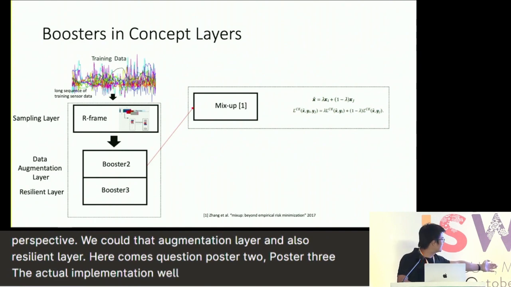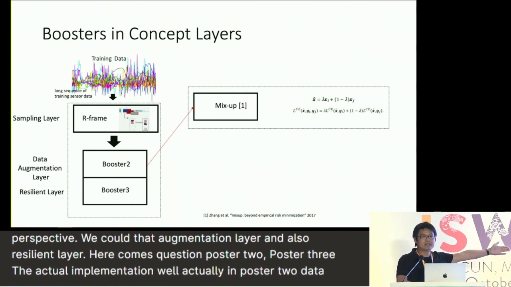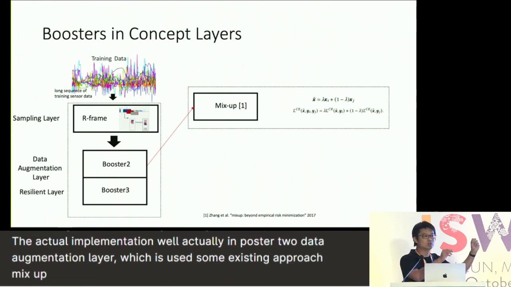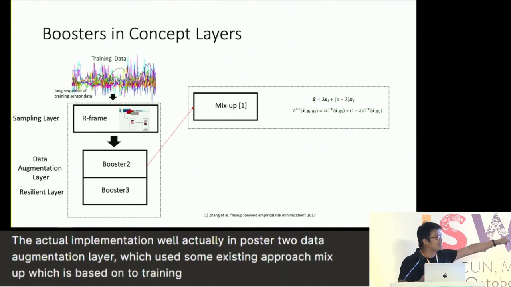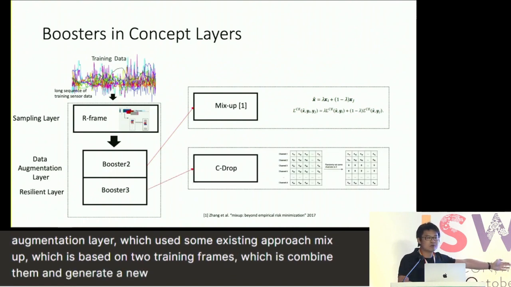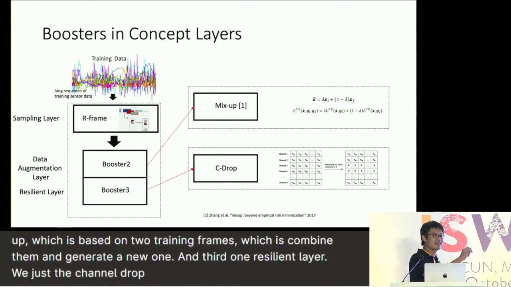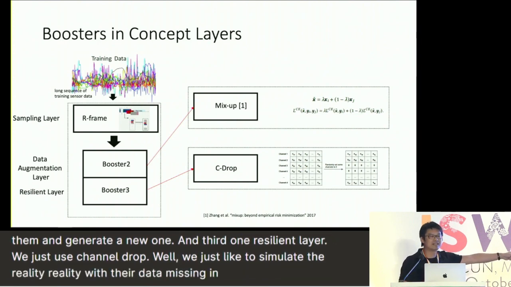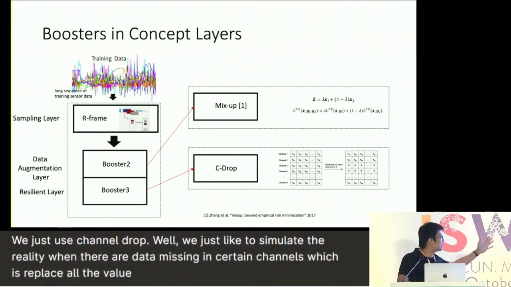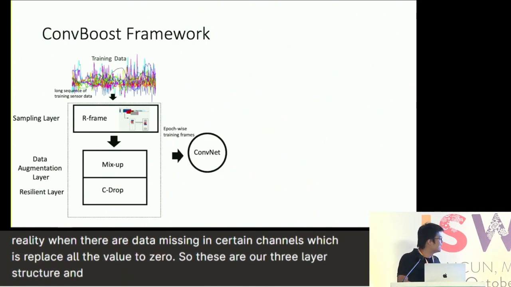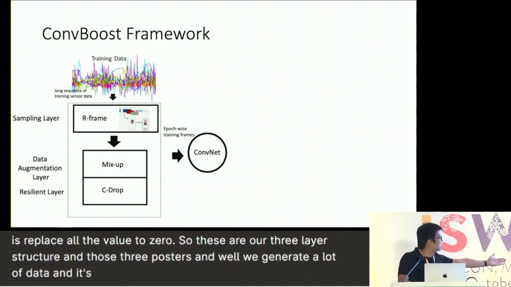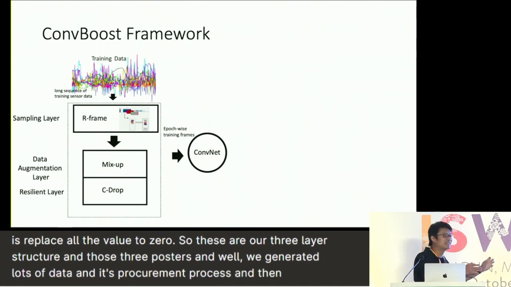In booster 2, the data augmentation layer, we just use an existing approach, mixup, which is based on two training frames. We just combine them and generate a new one. For the third one, the resilient layer, we just use channel drop. To simulate reality, when data are missing in certain channels, we replace all the values with 0. So these are our three-layer structure and those three boosters. We generate lots of data, it's an epoch-wise process, and then we can apply those additional data to any ConvNets.